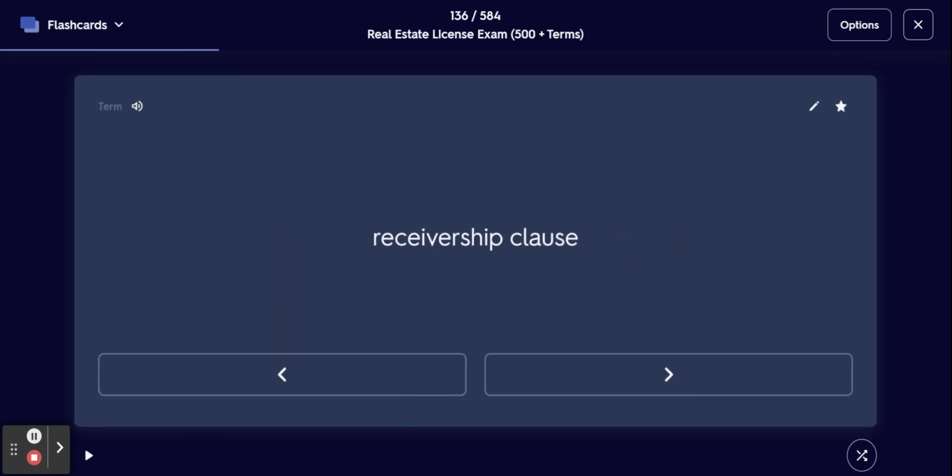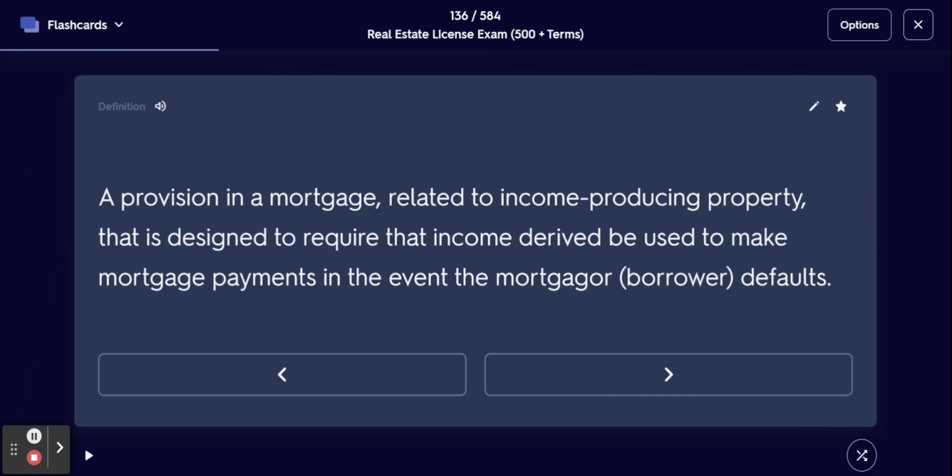Receivership clause. A provision in a mortgage related to income-producing property that is designed to require that income derived be used to make mortgage payments in the event the mortgagor defaults.